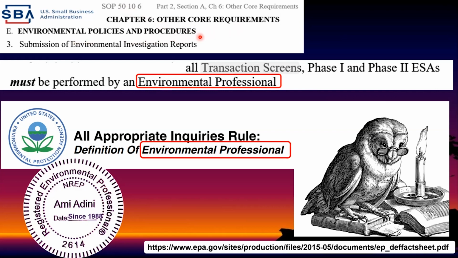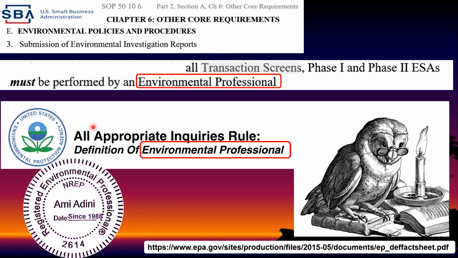Over there, they go into detailed requirements as to a definition of who can do the Phase 1 and the Phase 2 environmental site assessments, so they will qualify by the SBA rules. They say that all these processes, transaction screens, Phase 1 and Phase 2 ESA, which is environmental site assessments, must be done, and must is in bold, must be performed by an environmental professional. And the environmental professional is one as defined by the United States EPA.